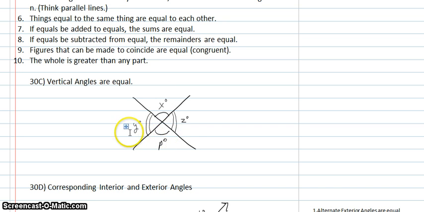Okay, and you can do the same thing for y and z. So y plus x would be 180 degrees, and x plus z would be 180 degrees. So since I'm adding them both to the x to get 180 degrees, they must be equal. So that's why we can say that vertical angles are equal.